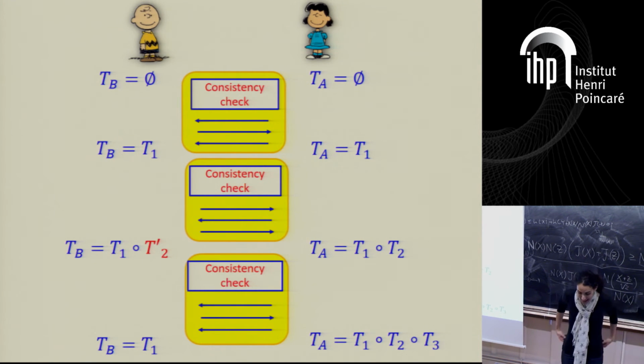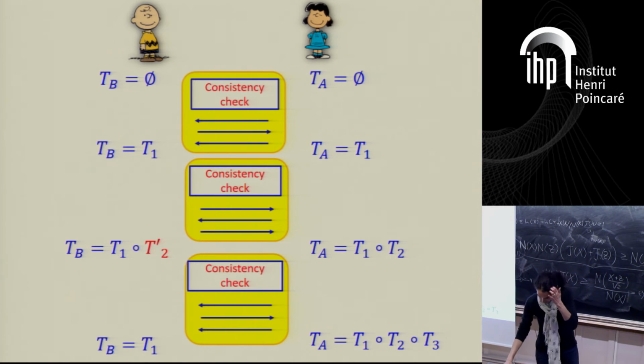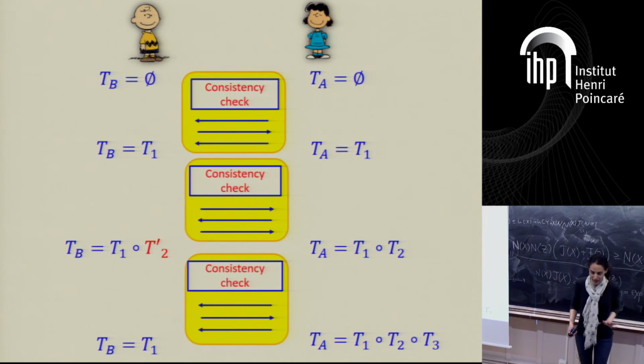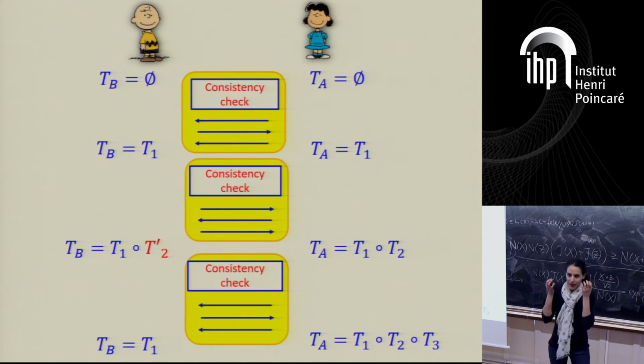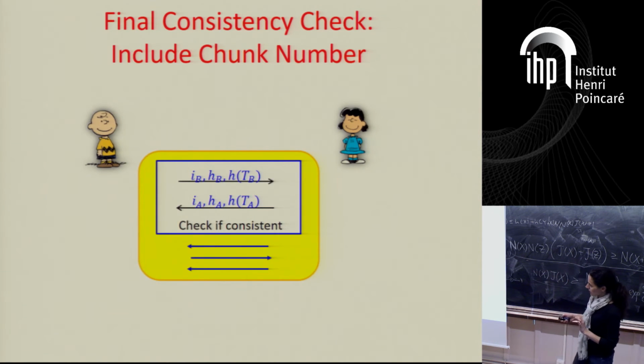So the last ingredient of the protocol, and that's going to be the final protocol, is to fix this consistency check a little bit. It's not enough to check that our hashes are the same. We also need to check that we're on the same chunk, because it's not enough for both of us just to go back to the same point if there's a problem. We may need to adjust our locations. So that's the last ingredient.